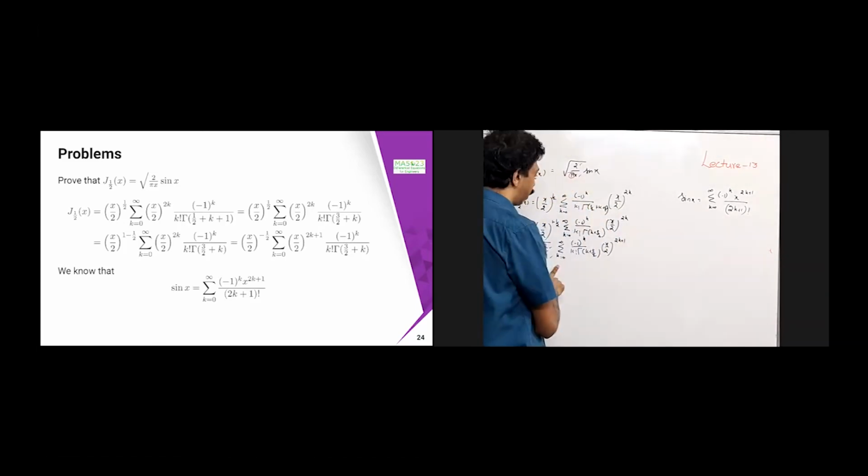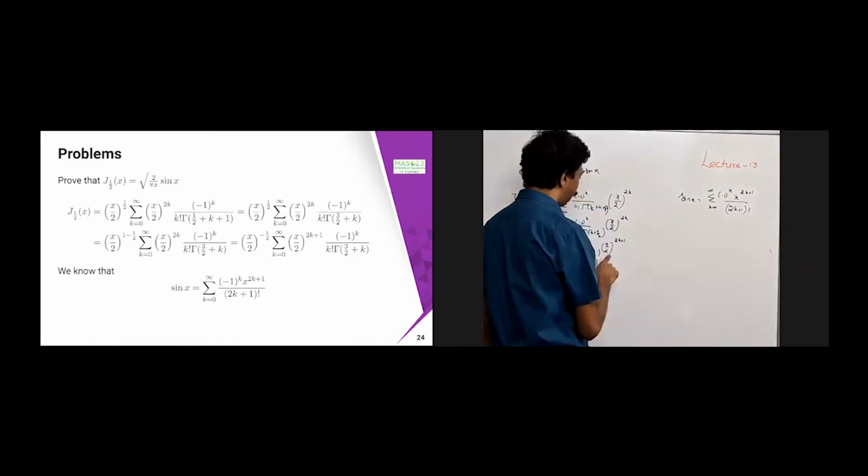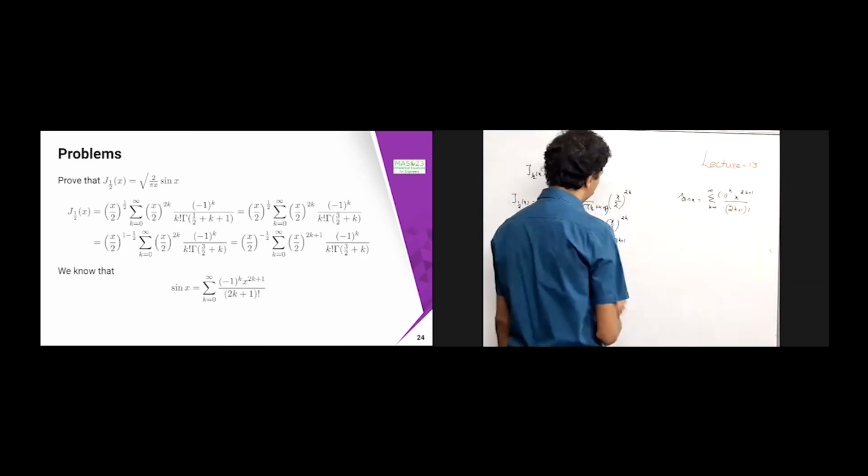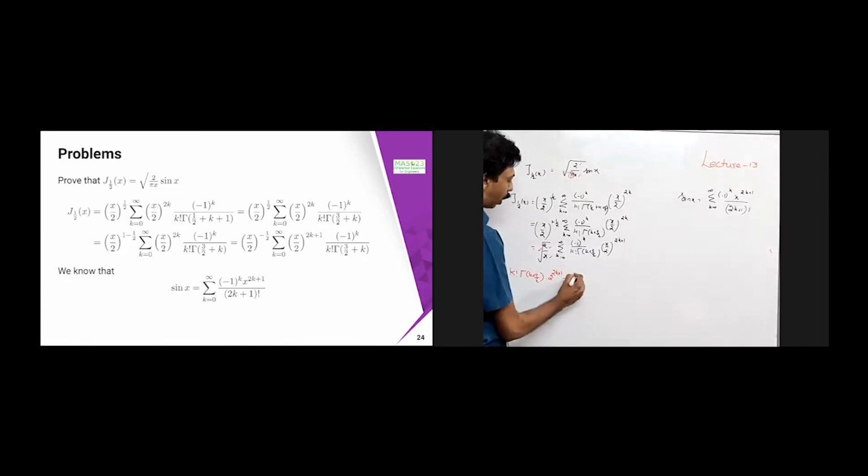I got to compare. Summation k equal to 0 to infinity is there. Minus 1 power k is there. x by 2 power x into 2 power 2k plus 1 is there. That is also there. So what I need to prove is the remaining thing. So you can compare that. What remains is that we got to prove that k factorial into gamma of k plus 3 by 2 into 2 power 2k plus 1 equals 2k plus 1 factorial into root pi. If you prove that, this is going to be done.